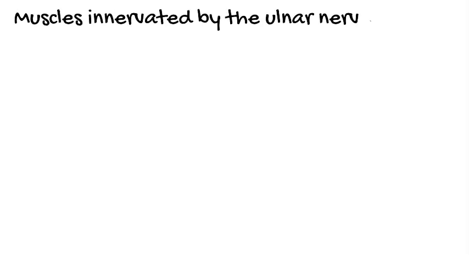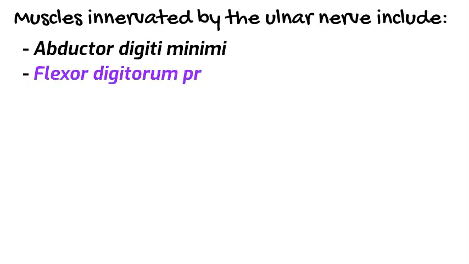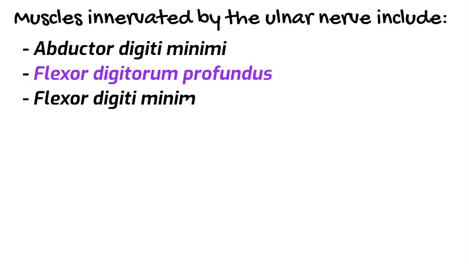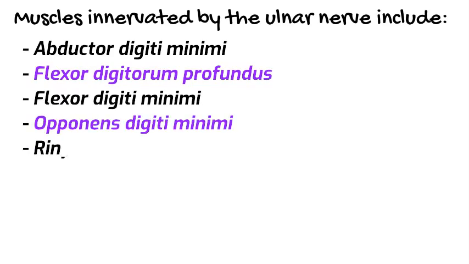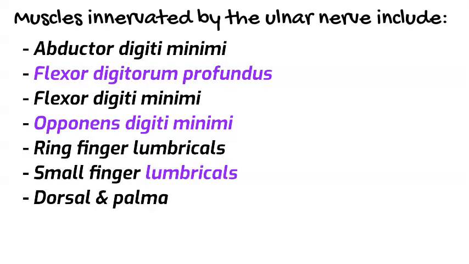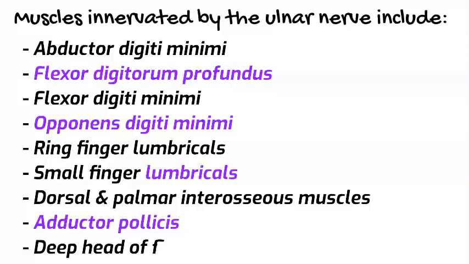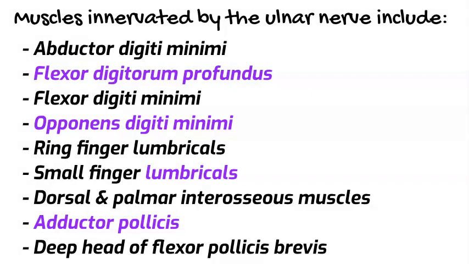Again, muscles innervated by the ulnar nerve include abductor digiti minimi, flexor digitorum profundus, flexor digiti minimi, opponens digiti minimi, ring finger lumbricals, small finger lumbricals, dorsal and palmar interosseous muscles, adductor pollicis, and deep head of flexor pollicis brevis. I usually have this acronym: LOAF. Lumbricals, opponens, abductor, adductor, and flexor.